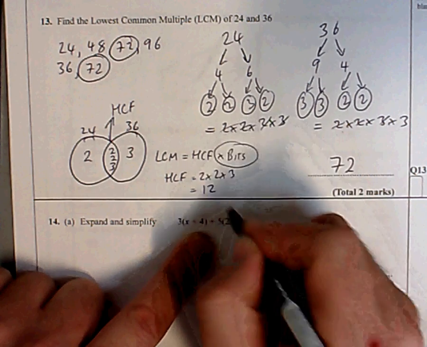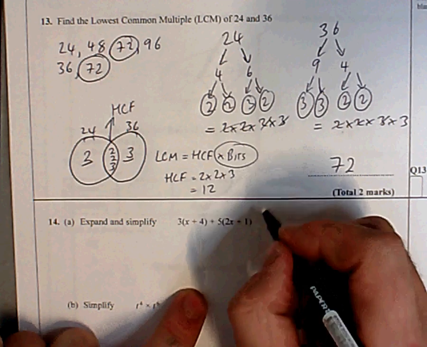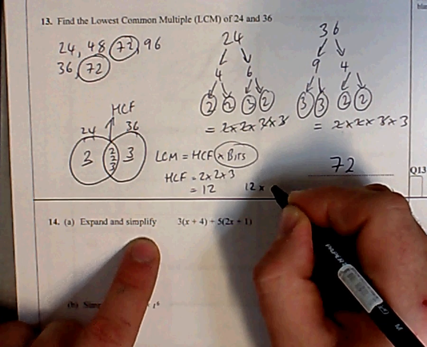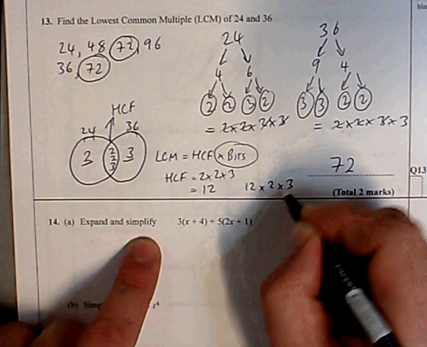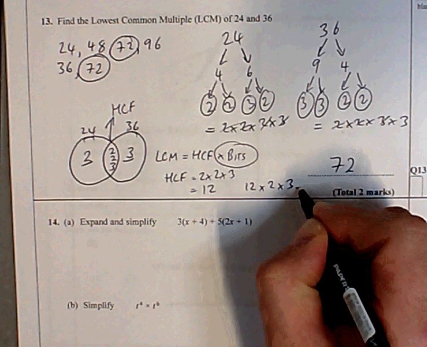The bits are the numbers in the other parts of the Venn diagram. So I'm going to do 12 times 2 times 3. 12 times 2 is 24. 24 times 3 is 72.